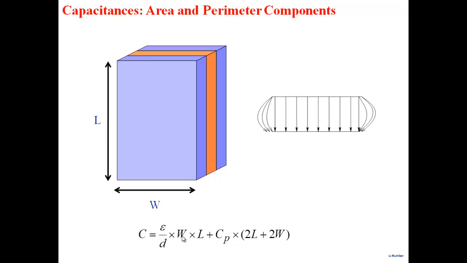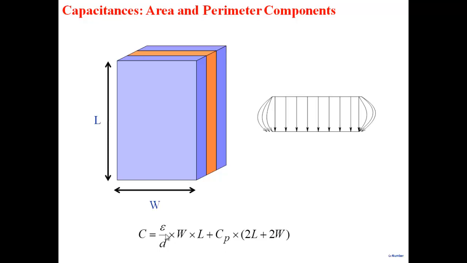So this is epsilon by d L square. And this is whatever is a perimeter component multiplied by 4L, L by L, that's right. So as you scale the device, the importance of this particular term becomes larger and larger. For very, very small devices, this term begins to dominate. The capacitance is dominated by the perimeter rather than by the area.